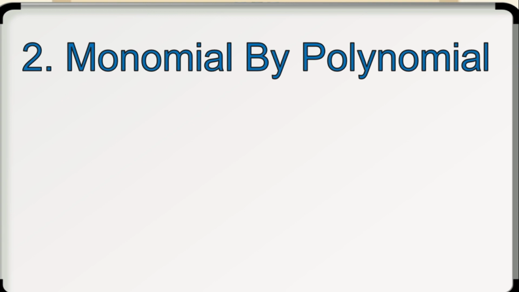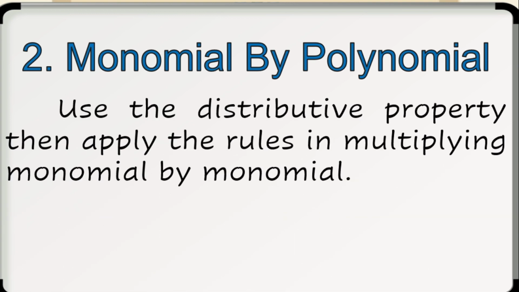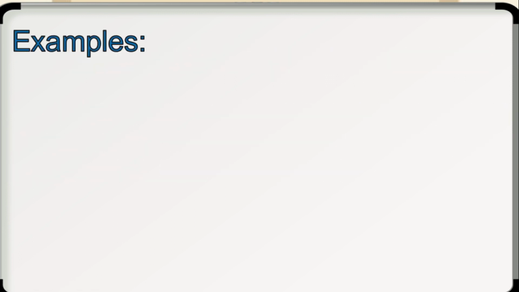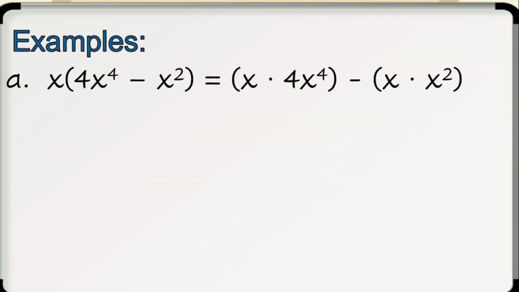Number 2. Multiplying monomial by polynomial. Use the distributive property, then apply the rules in multiplying monomial by monomial. Here are the examples. Example letter A. x times the quantity of 4x raised to 4 minus x squared. We will first distribute x to 4x raised to 4 minus x times x squared.